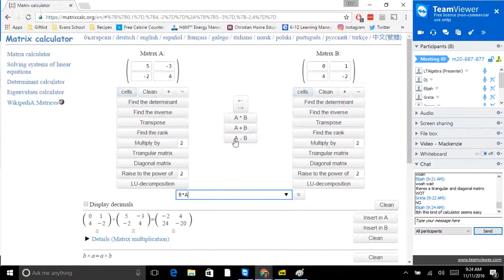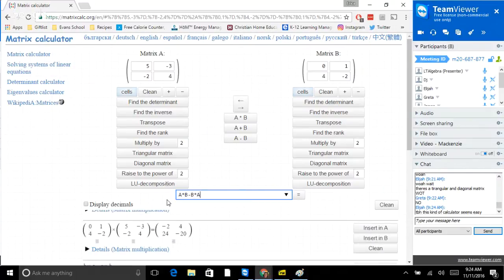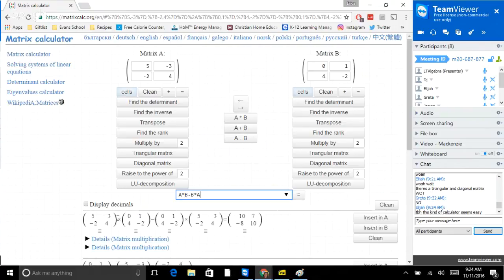So we don't want just A minus B, right? The actual equation of what we're doing is A times B minus B times A. Okay, so it actually shows you matrix A times matrix B minus matrix B times matrix A. And we end up with negative 10, 7, negative 8, positive 10.